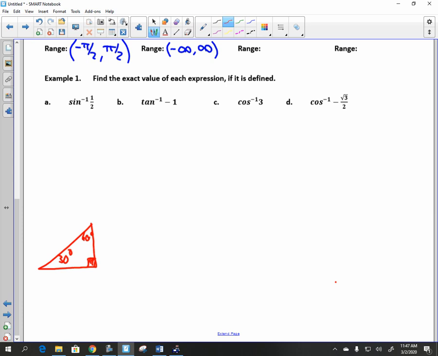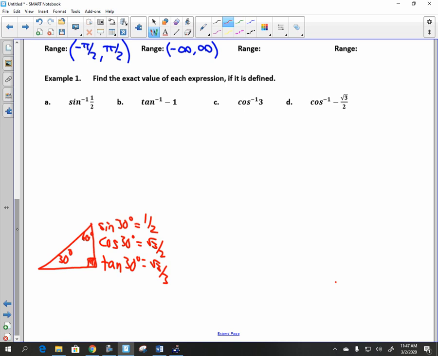In this case, for this triangle for 30 degrees, the sine of 30 degrees ends up being the y value, which is a half. And the cosine of 30 degrees ends up being the x value, which is the root of 3 over 2. And the tangent of 30 degrees ends up being y divided by x, which ends up being the root of 3 over 3. Do those values look familiar to you?